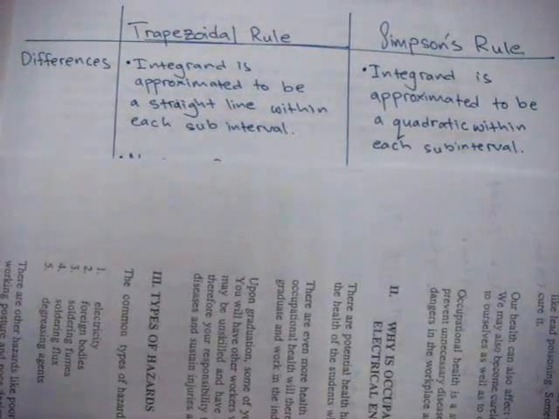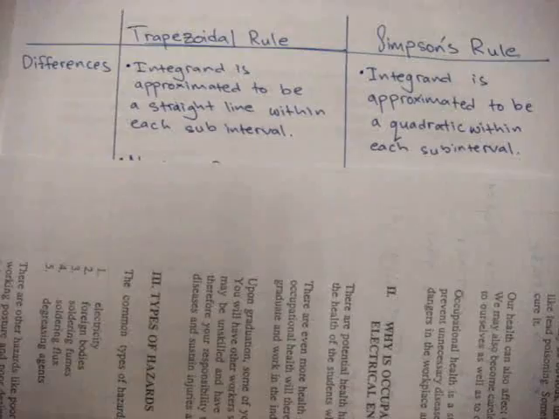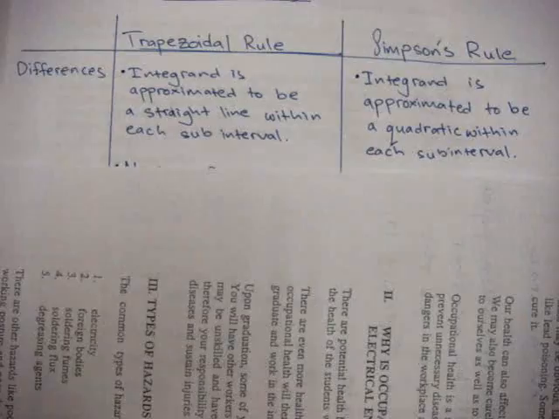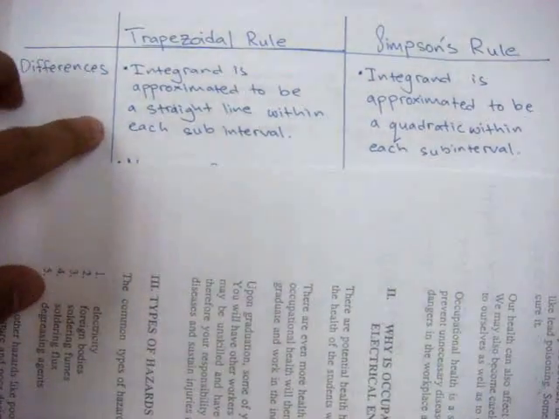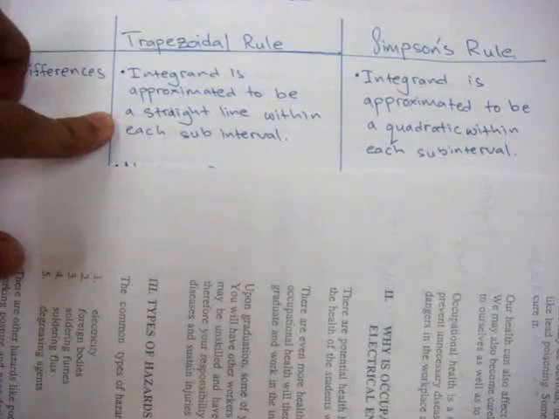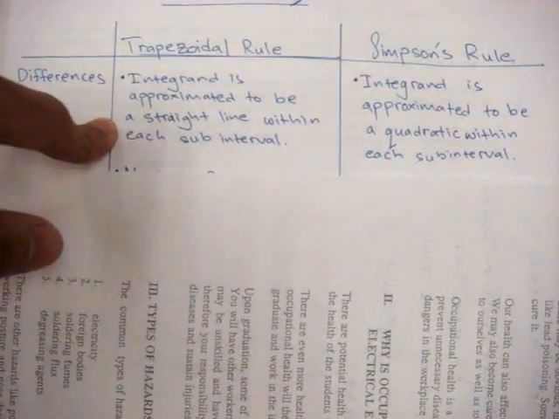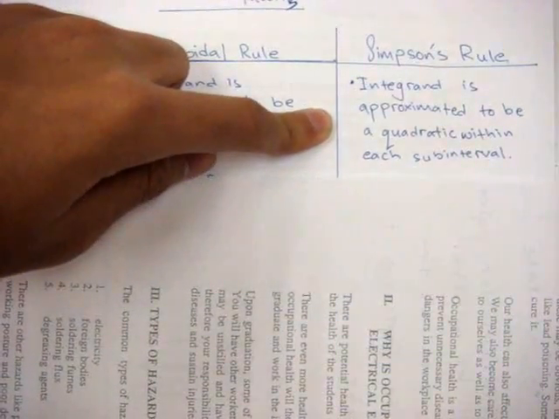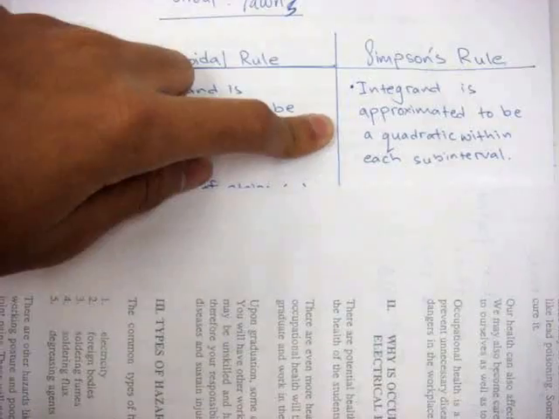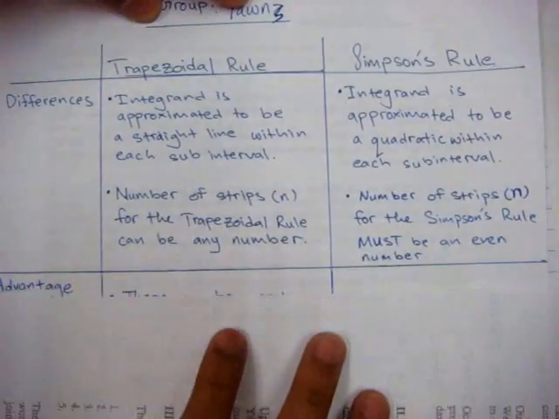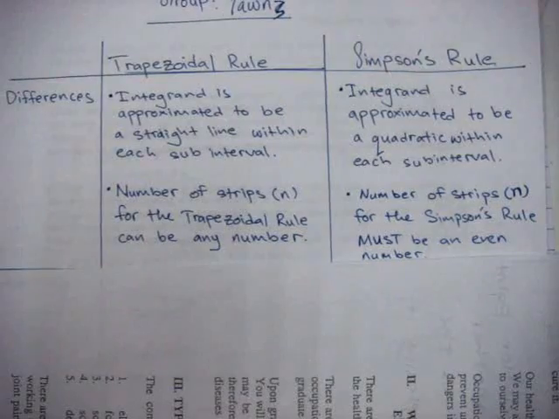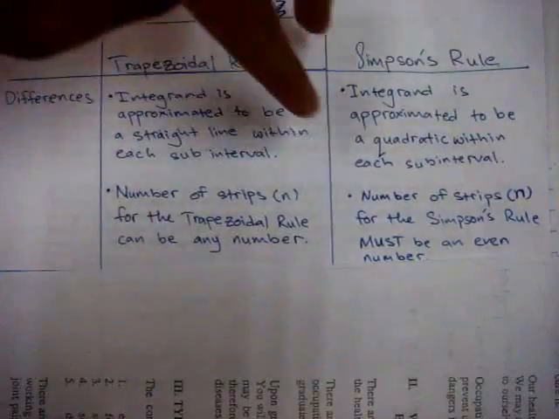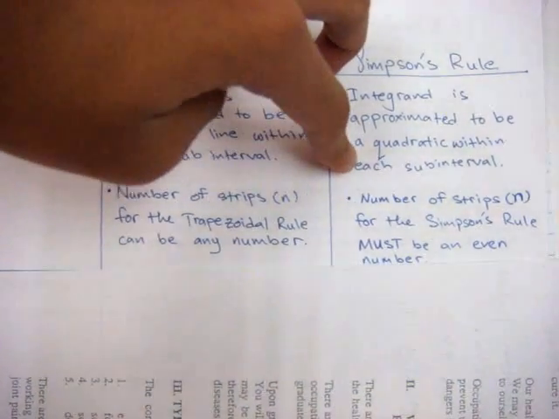Now we will be going to the first question of the project. What are the differences in the proof and the use of the two rules? For the trapezoidal rule, the integrand is approximated to be a straight line within each sub-interval, while for the Simpson rule, the integrand is approximated to be a quadratic within each sub-interval. Another difference is the number of strips n for the trapezoidal rule can be any number, while the number of strips n for the Simpson's rule must be an even number.